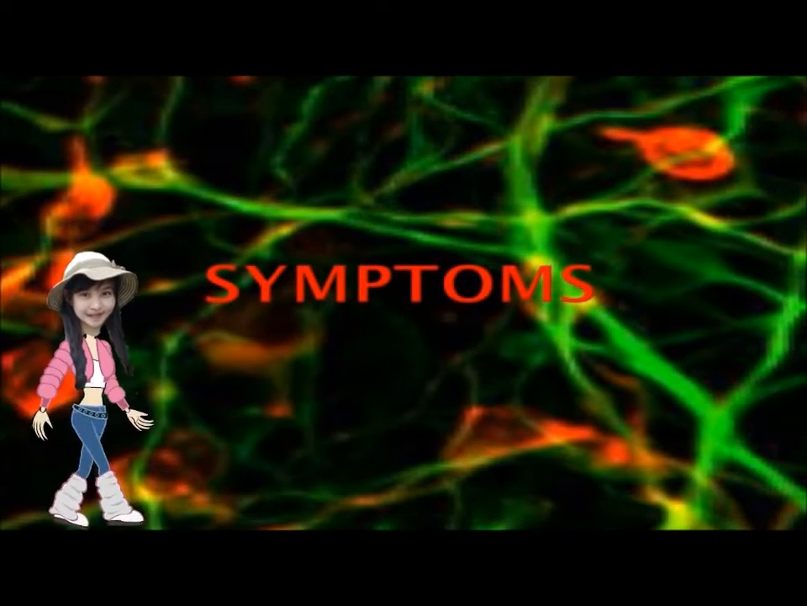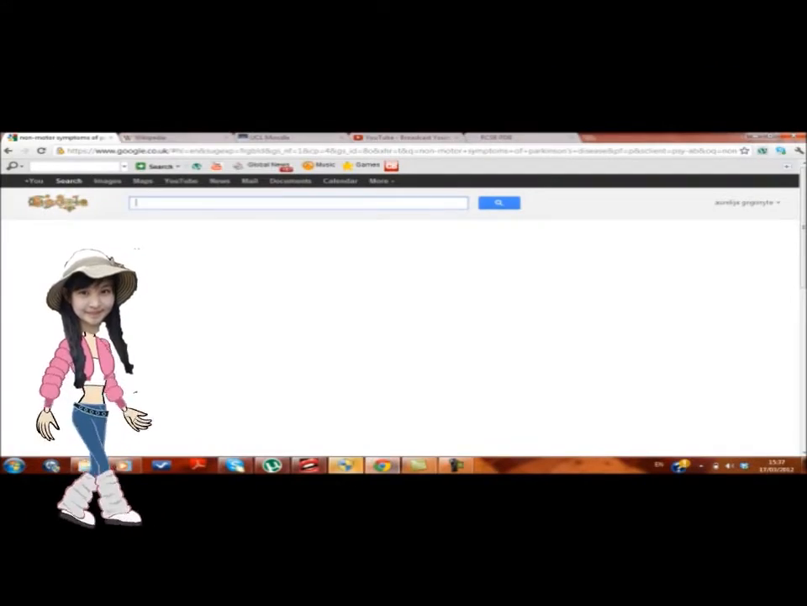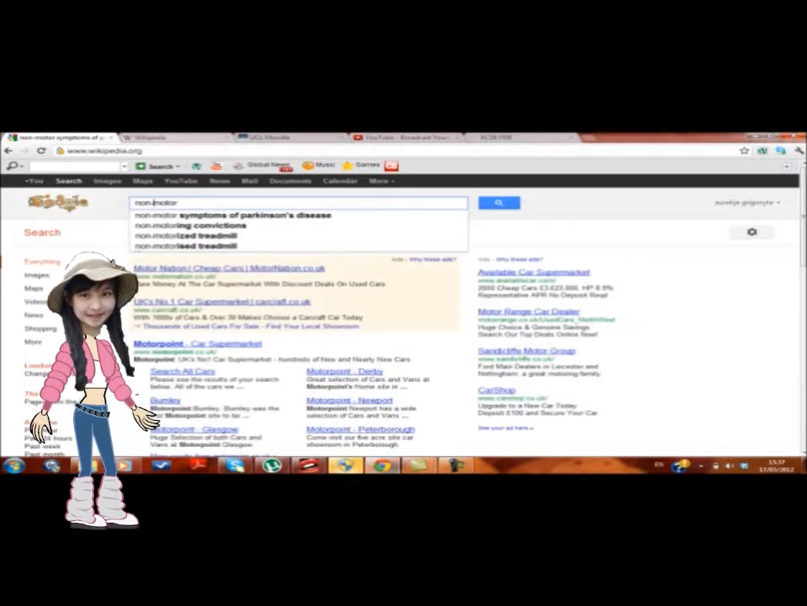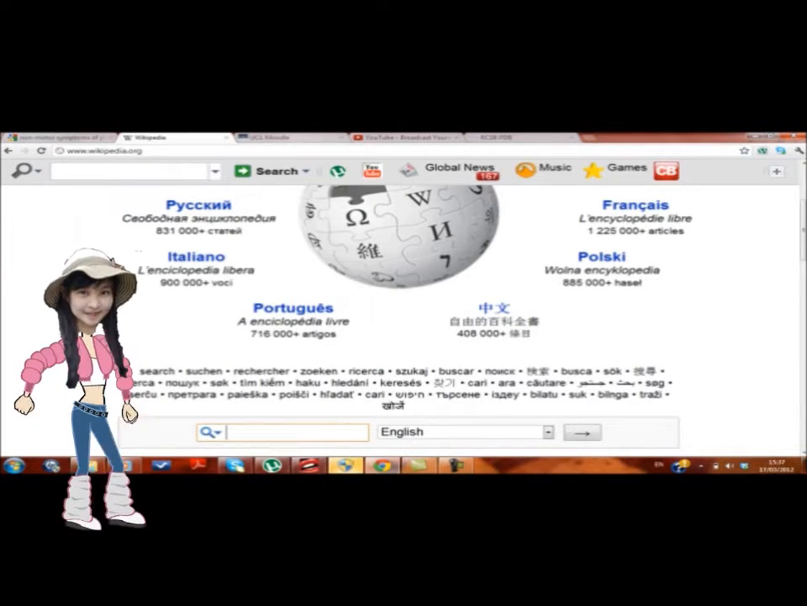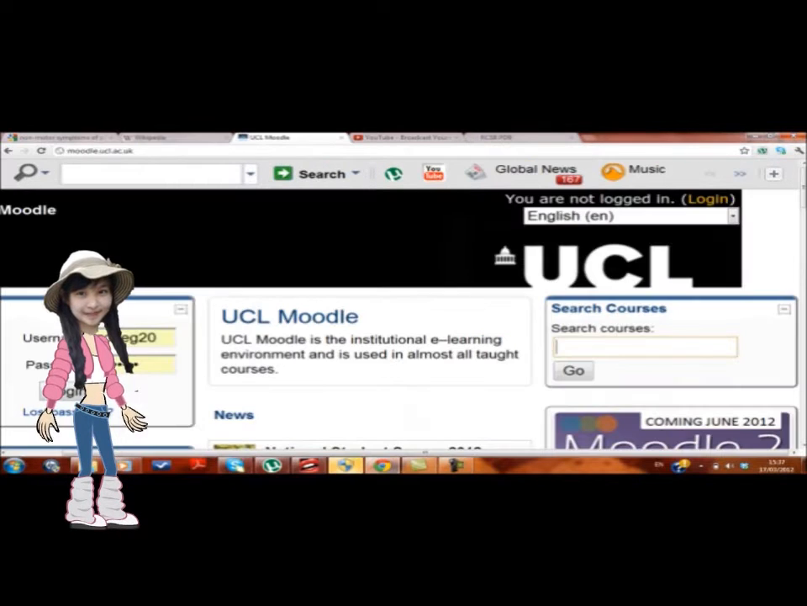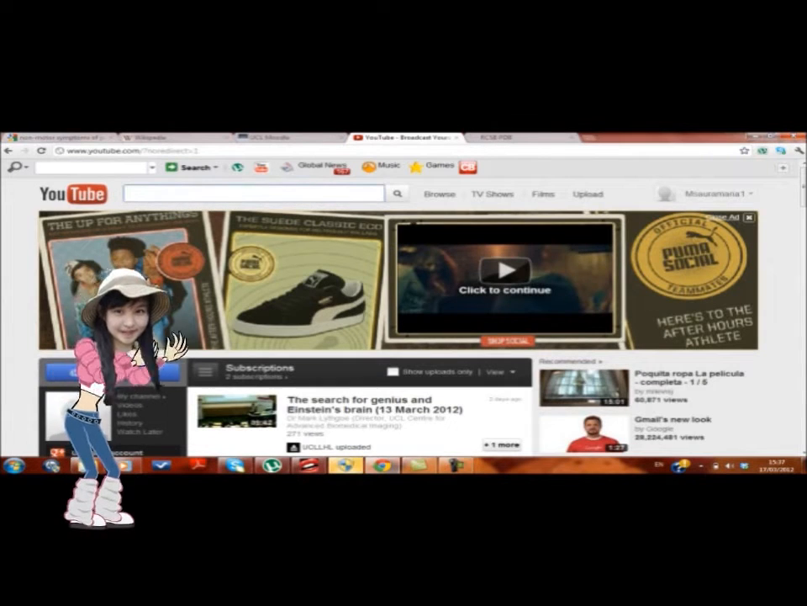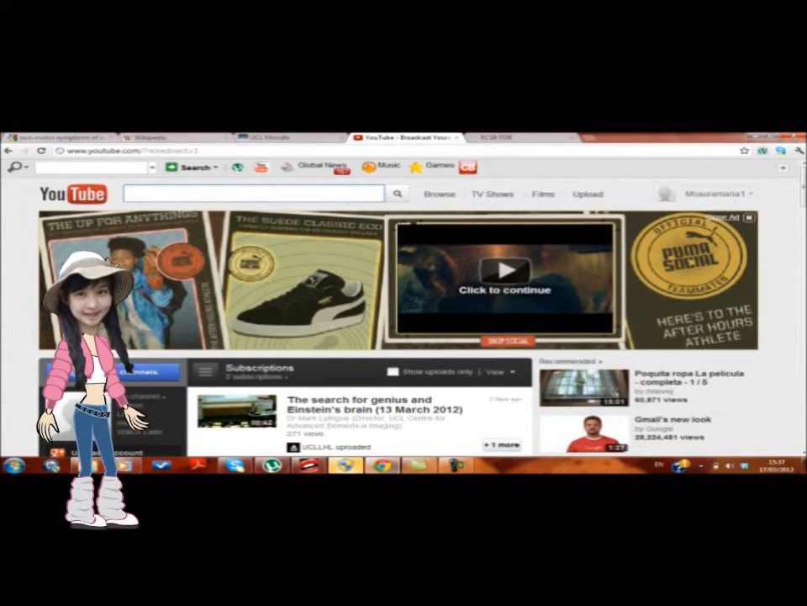Now I'm going to talk about the symptoms of Parkinson's disease. This disease can generate motor or non-motor symptoms. The motor symptoms include tremor, which is the most obvious symptom. It mostly affects the distal part of the limb. Bradykinesia means slowness of movement. It causes disability in fine performance such as writing, painting, or eating.